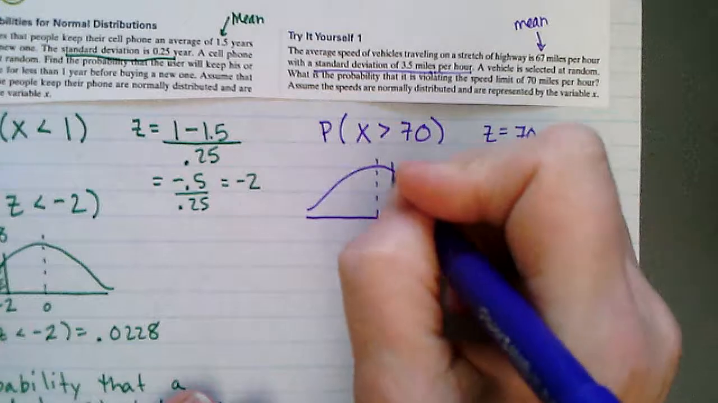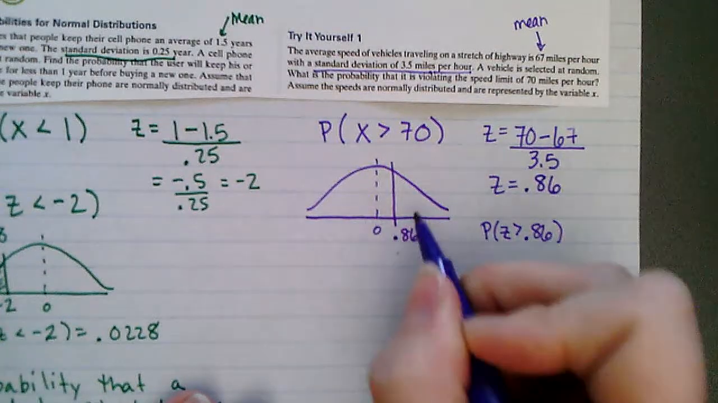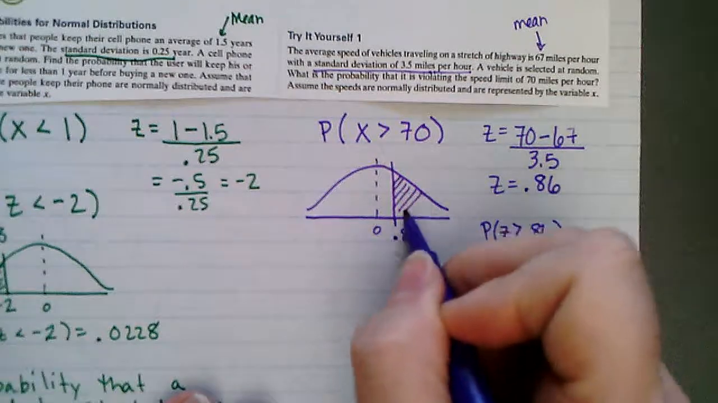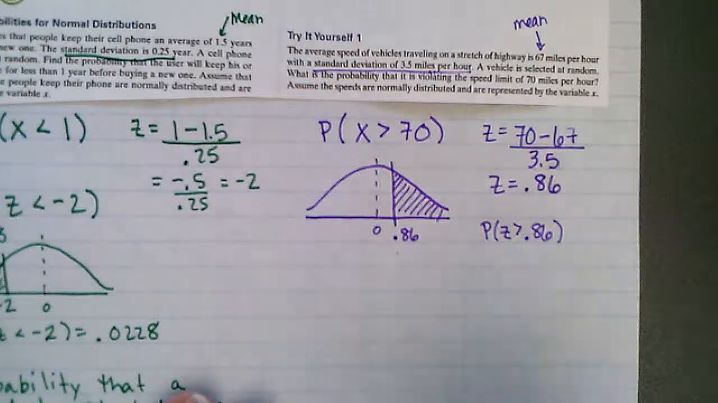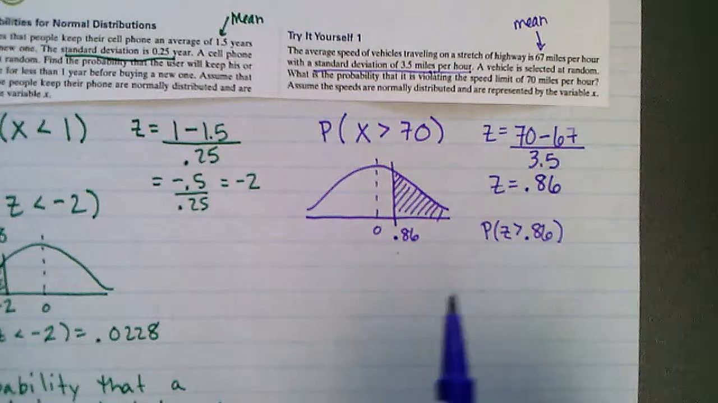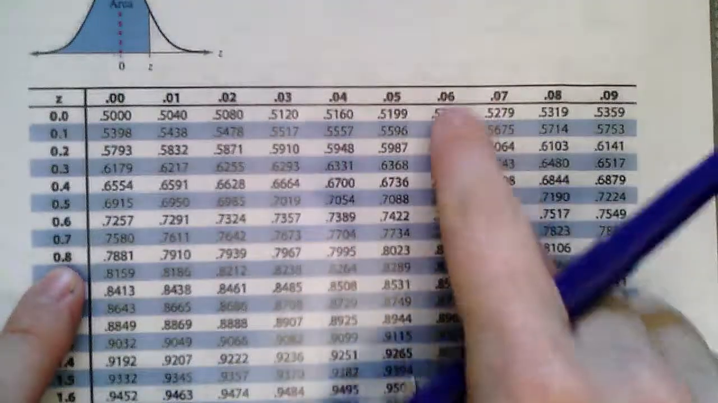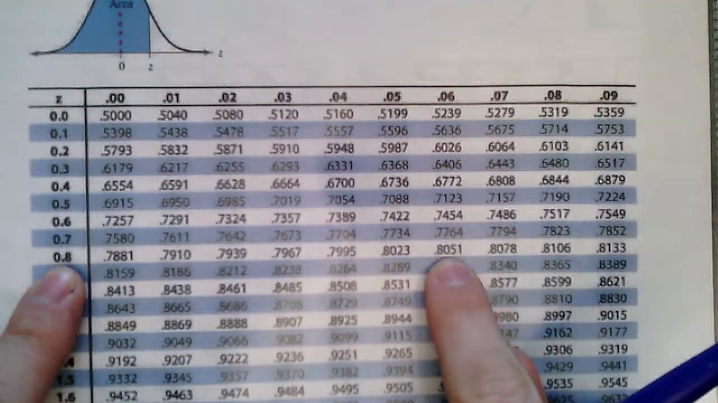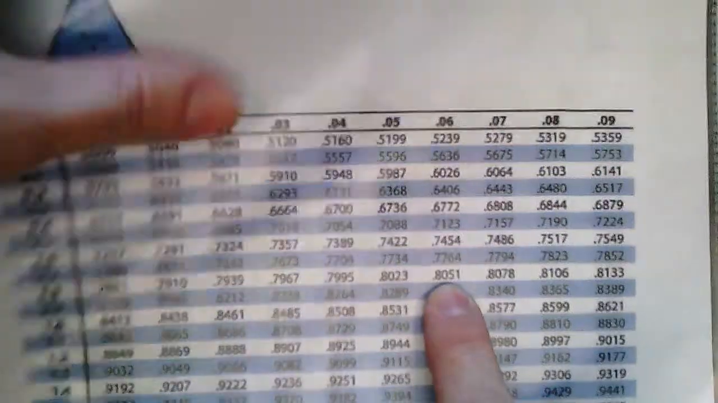I know 0.86 is to the right of 0, and I'm looking for the probability that it is greater than. So when I look up my z-score of 0.86, that is an area of 0.8051, but that area is to the left of my z-score.